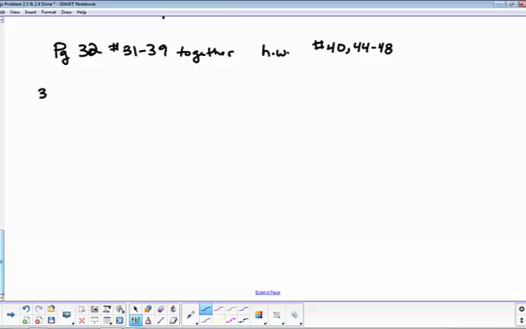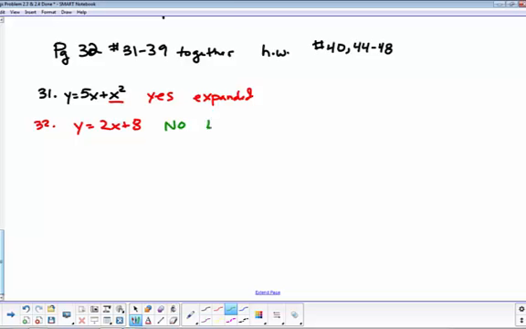So 31 is 5x plus x squared. This is quadratic because you have an x squared. It's an expanded form. 32 is 2x plus 8. If you want to pause and answer it, you can do that right now. This is not quadratic. This is a line because it's in y equals mx plus b form.